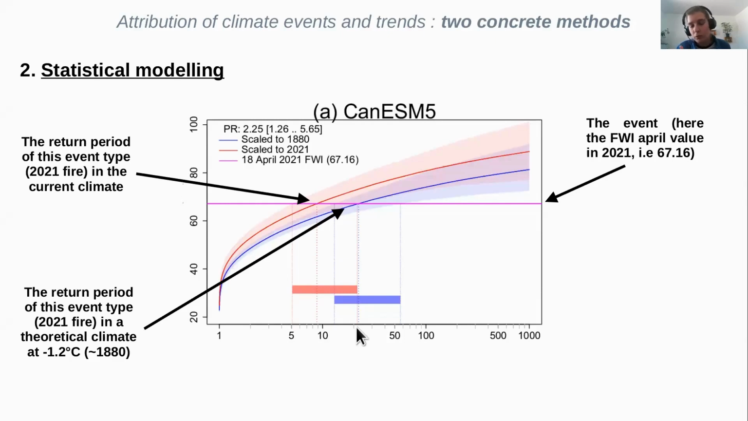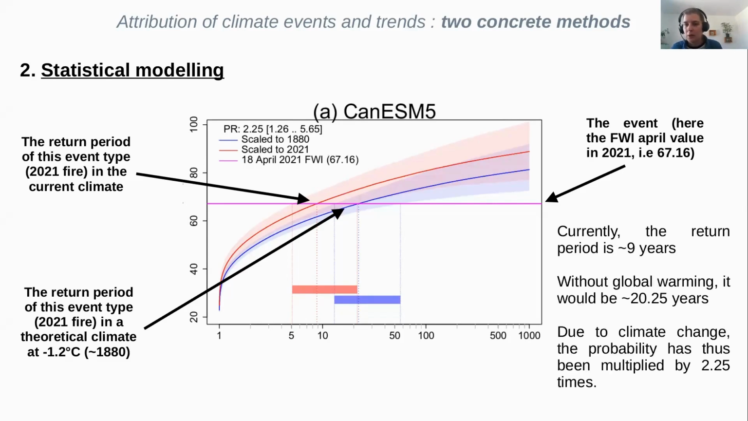We are about to reach 2022, I think. Currently, with global warming, in this example, you have a return period of the event of every 9 years, statistically. Without global warming and human influence, statistically, we would have a return period of such an event of 20 years. So it is more than 2.2 times less probable without any global warming. So that's how it's done.